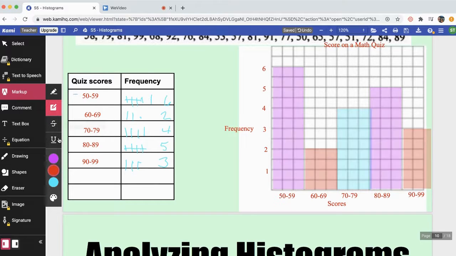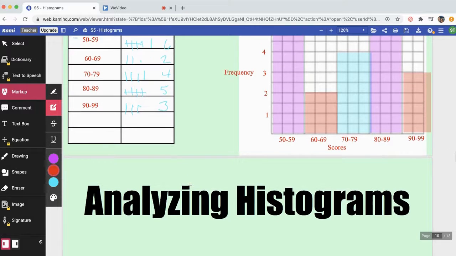So again, the steps are: come up with your interval, then place each of your data in the correct interval, making sure that those intervals are equal amounts, and then label your graph and put your bars in there. Make sure that those bars are touching. All right, now we're just going to analyze some histograms.